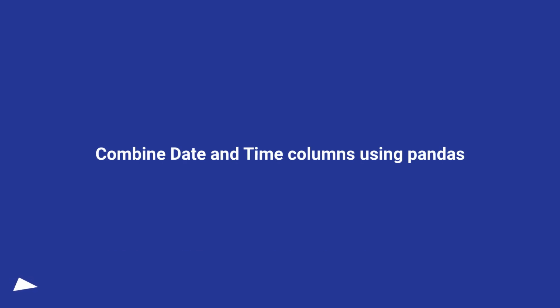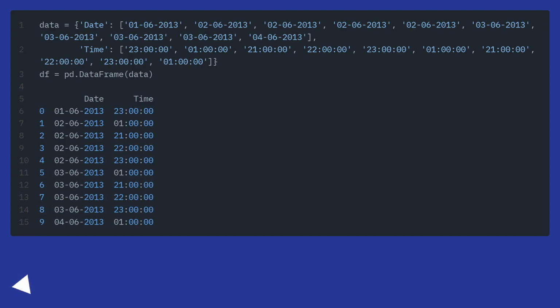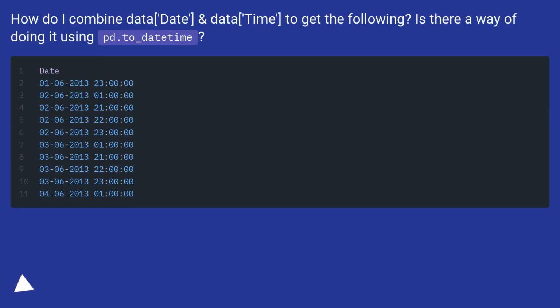Combine date and time columns using pandas. I have a pandas data frame with the following columns. How do I combine data date and data time to get the following? Is there a way of doing it using pd.to_datetime?